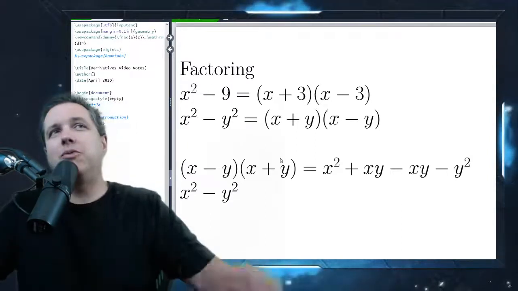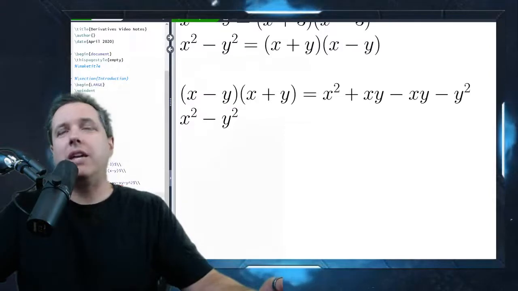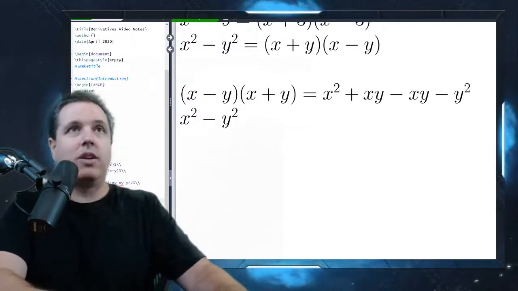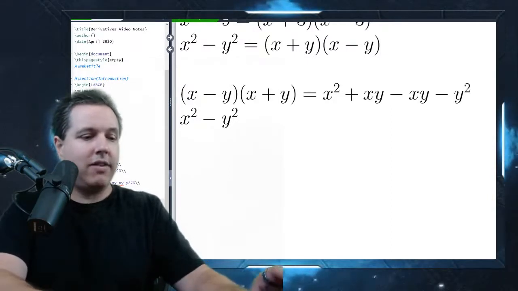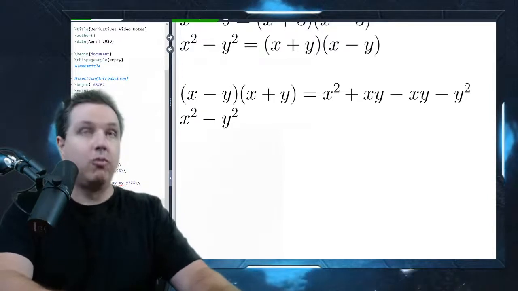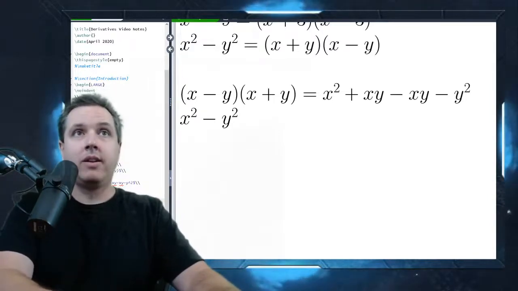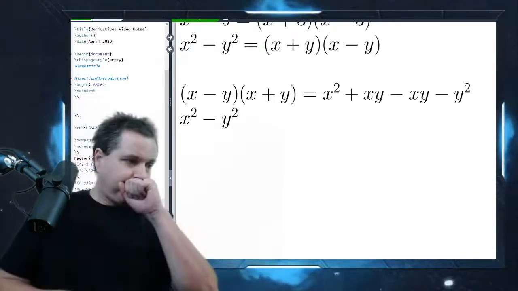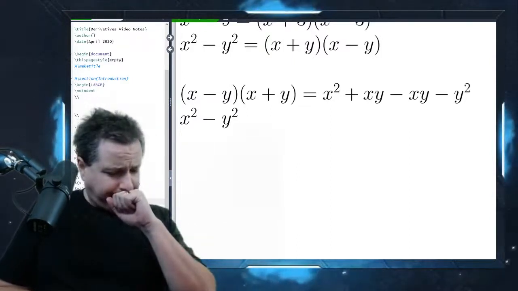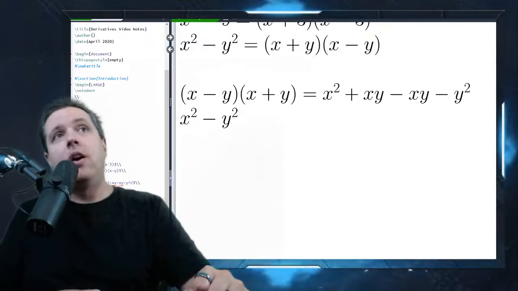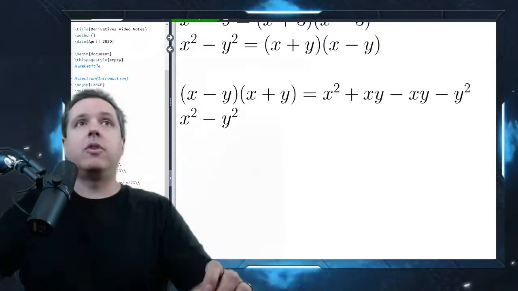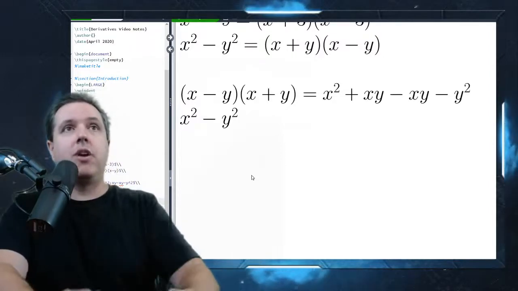So this one's a lot more straightforward than the ones we're going to look at in a couple of minutes. Let's do a more advanced one. Let's say we've got 25x squared minus 36y squared. So I have to factor this. Okay, I'm going to factor this problem.